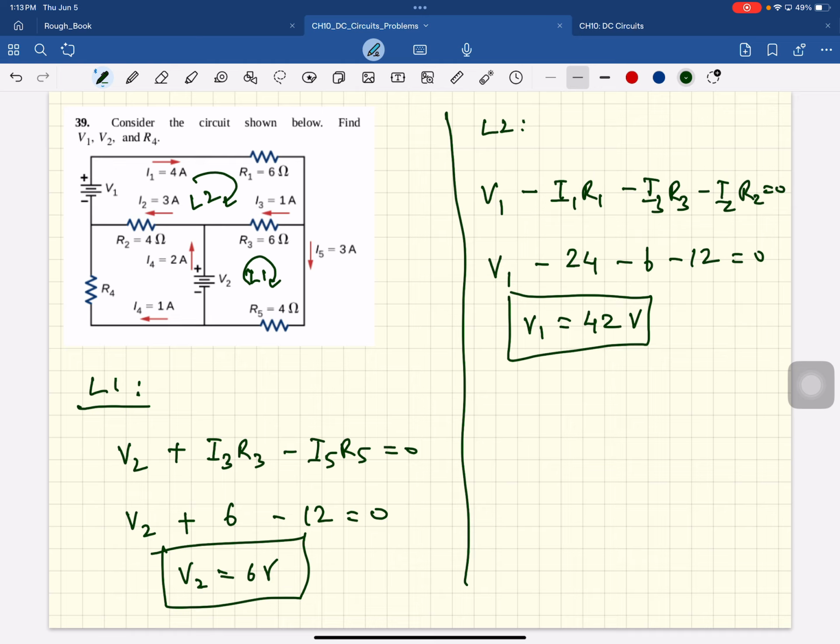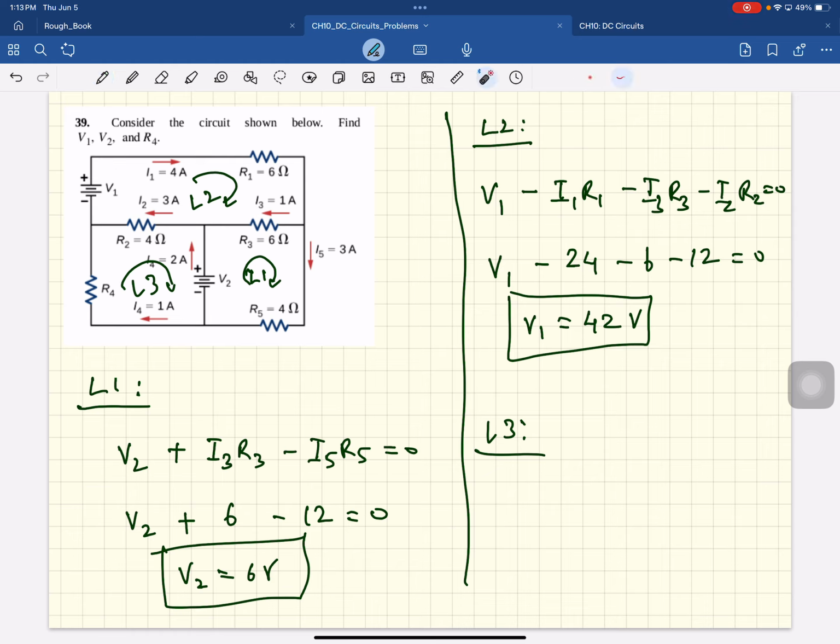And then R4, where is R4? Oh, there is R4. Okay, so now you have to use this loop. So you see we didn't use the junction rule at all on this one. We only used the loop rule.